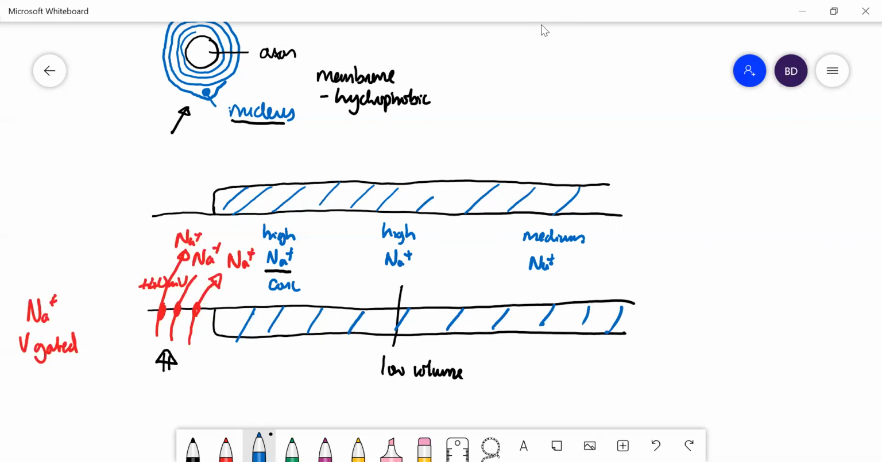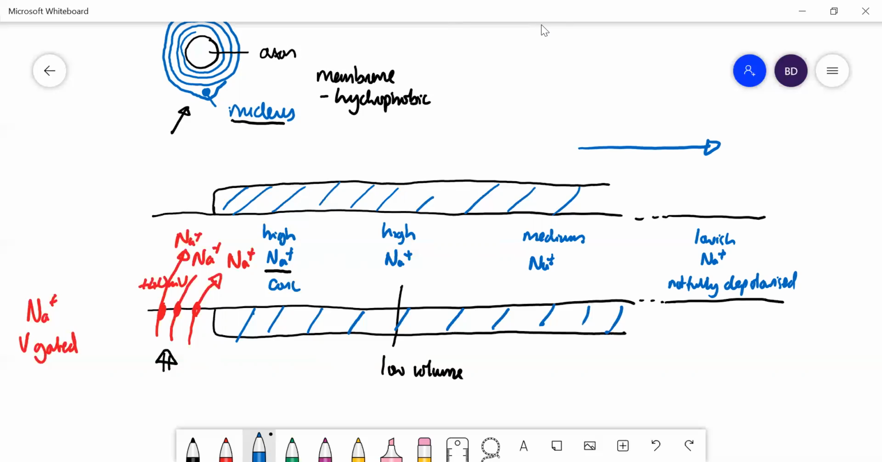However, eventually, if we have this, let's draw a dotted line here, if you have this for a really long way, then you can probably appreciate that it's not going to be very high sodium. So it's going to be lowish Na plus concentration. That means that the membrane is not fully depolarized here. And eventually, as you get further down there, the depolarization is going to attenuate, it's going to die off.